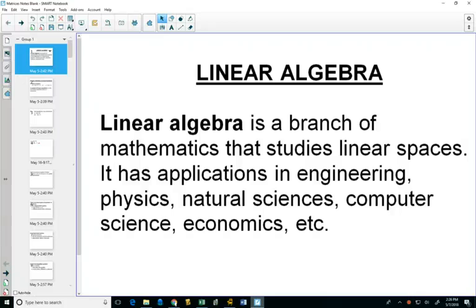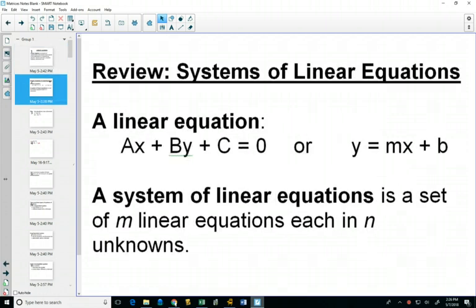So here is our unit on linear algebra, where we'll be studying mostly a thing called a matrix. To start off, we review something that you've done back in grade 10 and grade 11. What is a linear equation? y equals mx plus b, or in standard form, ax plus by plus c equals 0.